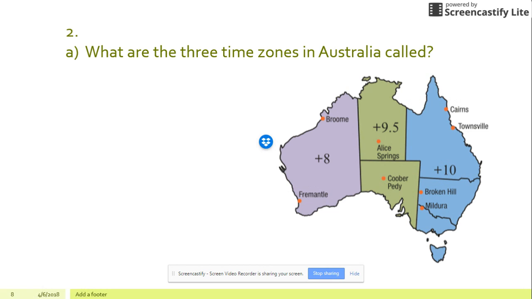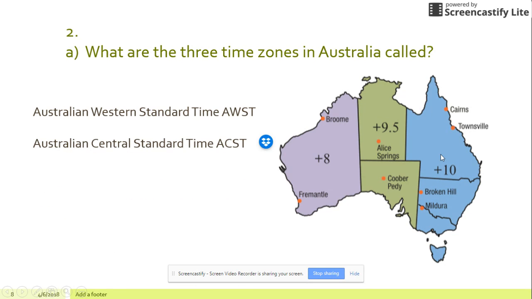Right, 2A. What are the 3 time zones in Australia called? Let's see if you know what they are. What is this one called? This one is called the Australian Western Standard Time, and that's AWST. Right, and then you get the Australian Central Standard Time, which is the brown one here, ACST, and then the one that we live in, the Australian Eastern Standard Time, which is AEST.